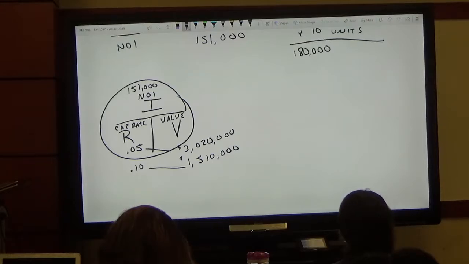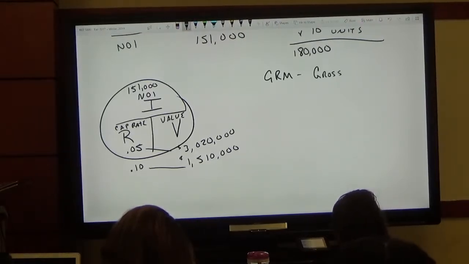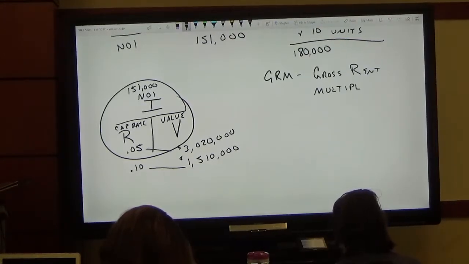Okay, a couple of other little things that they throw in here. Gross rent multipliers.